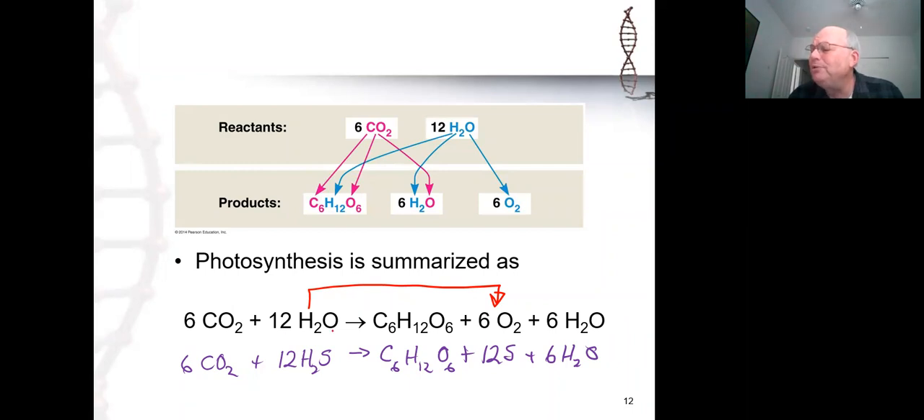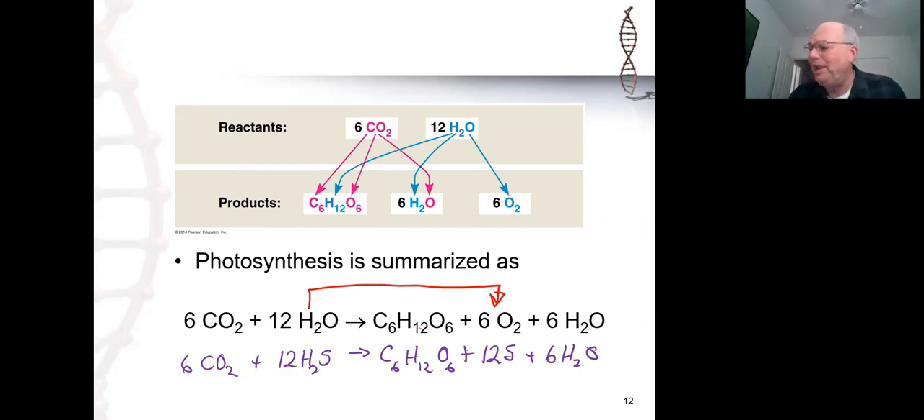If you put in the 12 waters to give you enough oxygens to make the 6 O2s, you now have too many hydrogens, because you only need 12 hydrogens to do the reduction of carbon dioxide to glucose, because glucose is H12, not H24. But you've got 24 hydrogens sitting over here as a result now of having 12 water molecules. So 12 times 2, there's your 24 hydrogens.